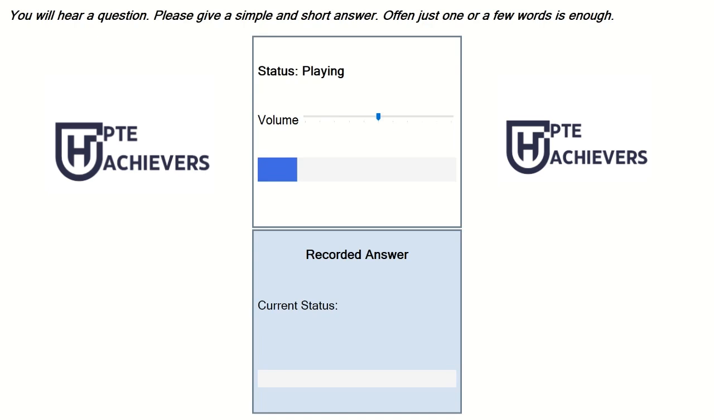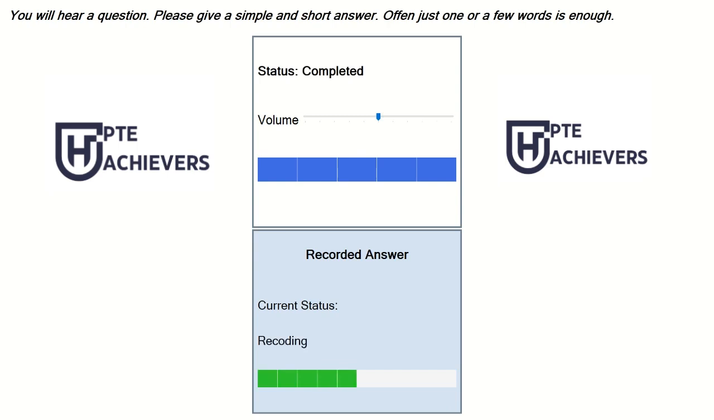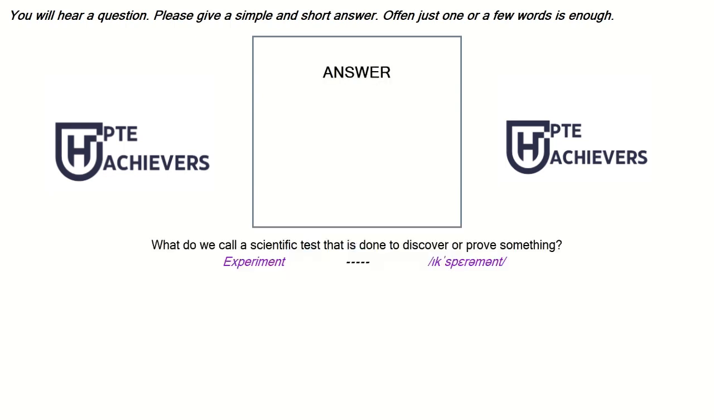What do we call a scientific test that is done to discover or prove something? Experiment.